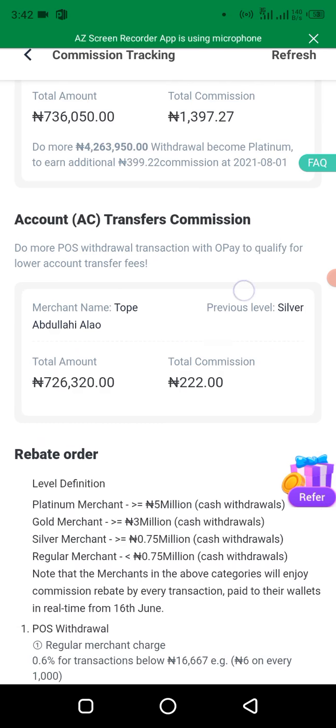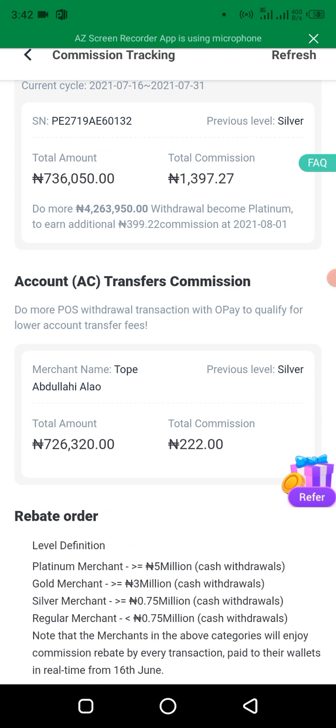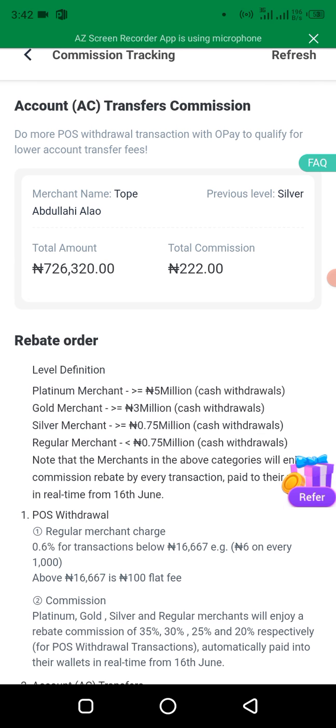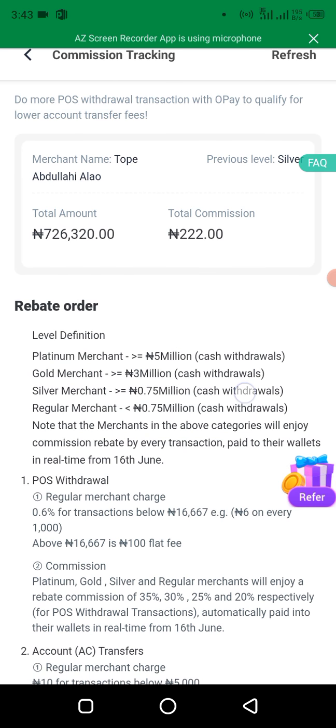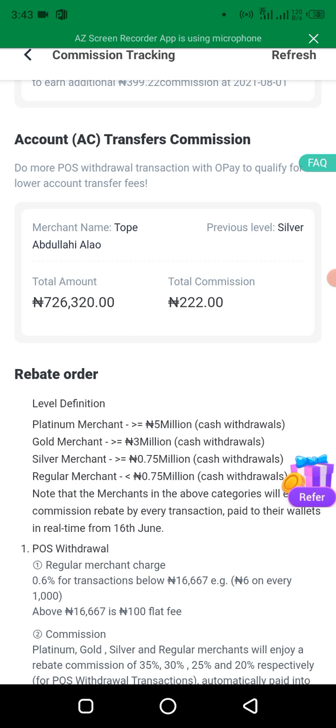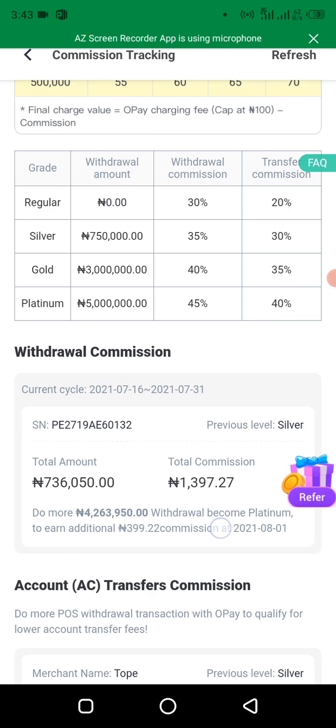It's showing for withdrawal and for transfer too. So I'm in silver. I'm a silver merchant, which means I'm doing between 750,000 naira to 2,099,000 naira in withdrawal. So it is withdrawal they use to calculate. It's not transfer. Everything is based on cash withdrawal, cash withdrawal, cash withdrawal. Now, since I know that I'm a silver merchant, let's go back to the table here.